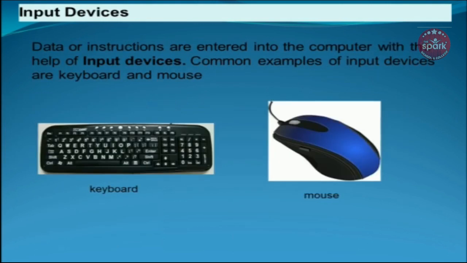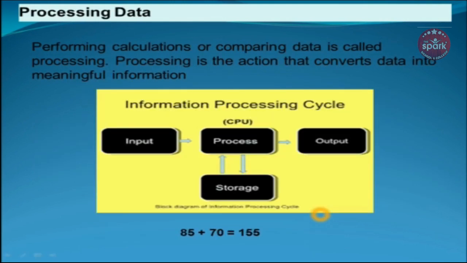Input devices: we have the keyboard and the mouse. From the keyboard we type, and with the mouse we use the cursor to move from one place to another. Processing of data, for example performing calculation or comparing data, is called processing.